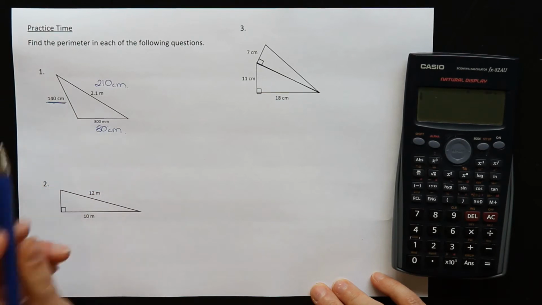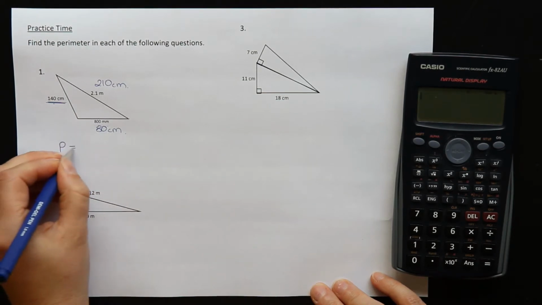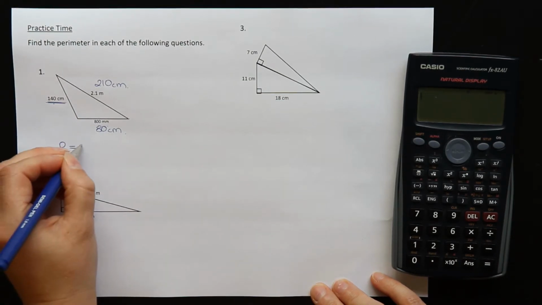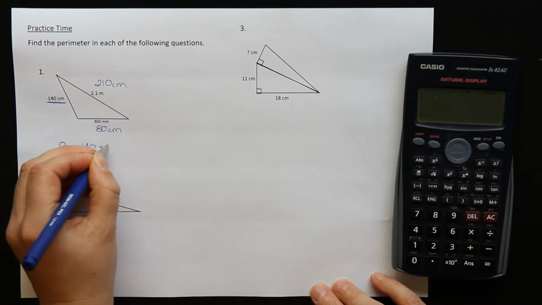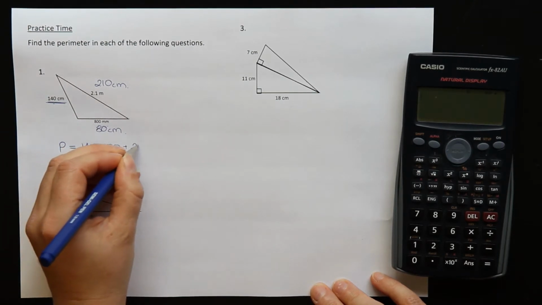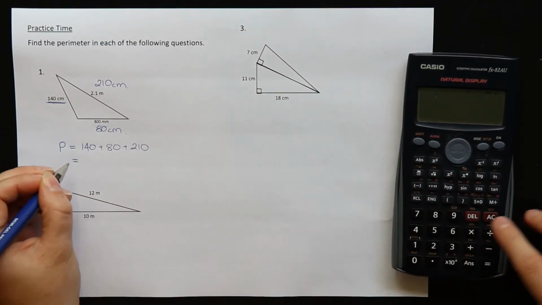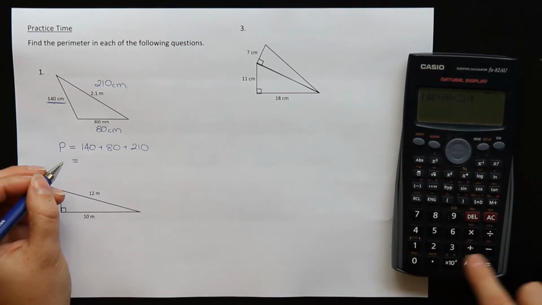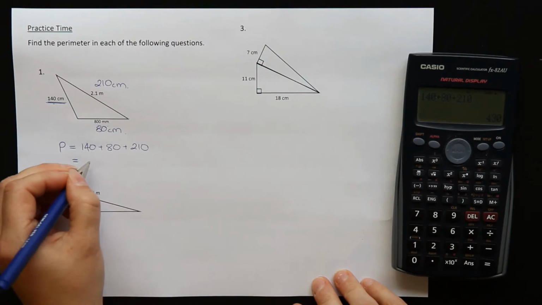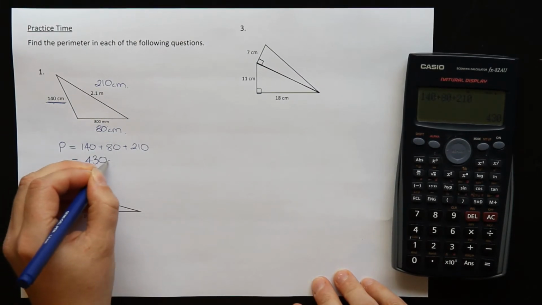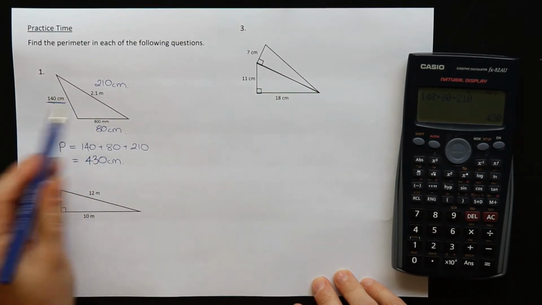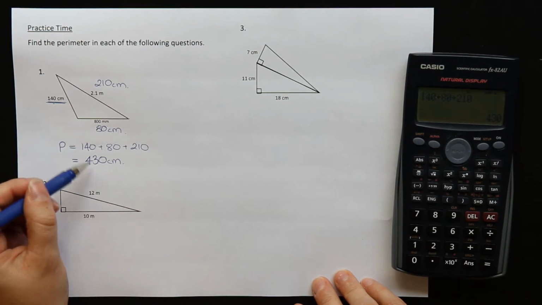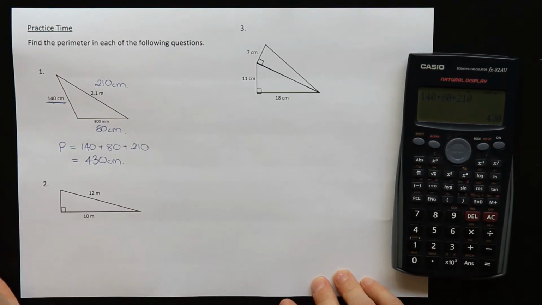When they're all in the same units, then we add them all up. Perimeter is equal to 140 plus 80 plus 210. 140 plus 80 plus 210 is equal to 430 centimeters. If you had changed it into meters and got 4.3 meters, that's the same answer, so you're still correct.